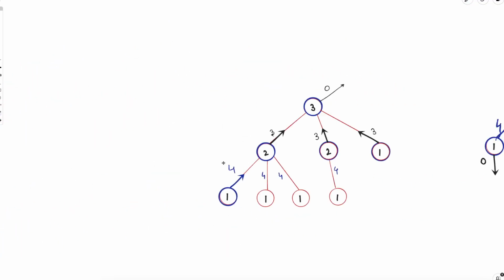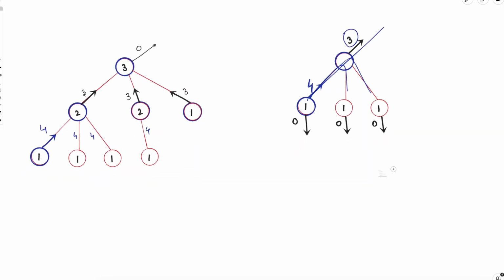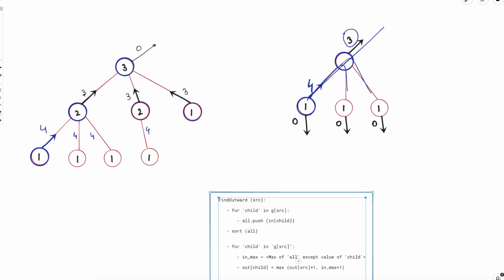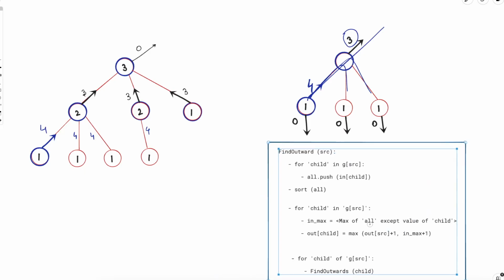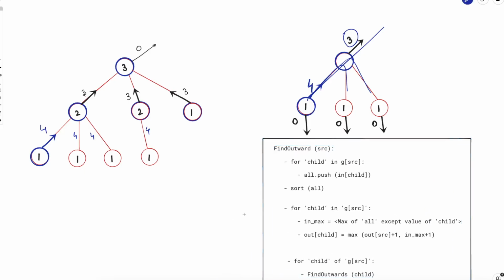So let's first write the pseudocode. That will make things a bit more clear. So this is how the pseudocode looks. Now just look at the pseudocode, which we are just doing the exact same thing. We are simply going over all the children, pushing everything here.